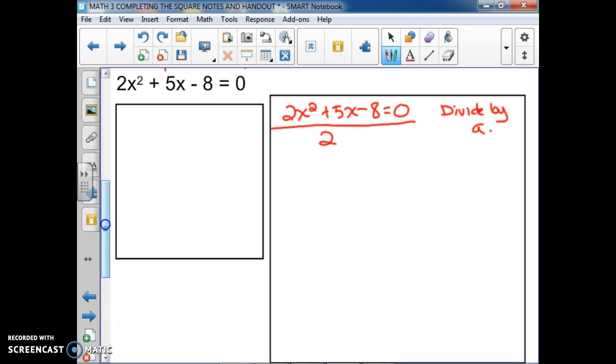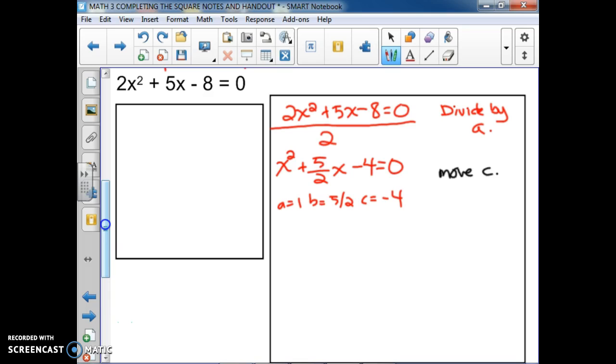Divide everything by 2. 2 goes into 2x squared, x squared times. 2 does not go into 5 evenly, so I'm just going to leave this as 5 over 2, x. And 2 goes into -8, -4 times. Now because I have my a, b, and c all on one side, a equals 1, b equals 5 over 2, and c equals -4, I have to move c.